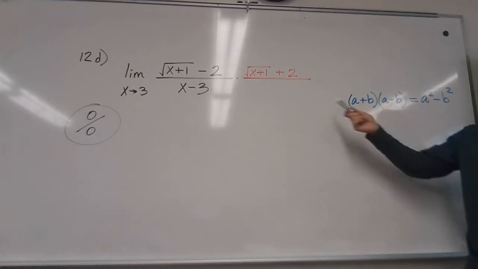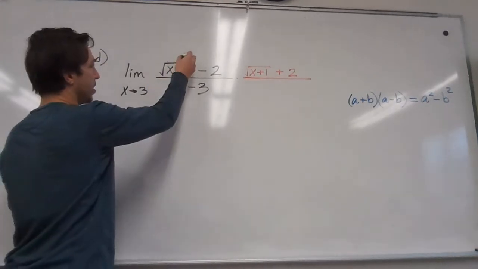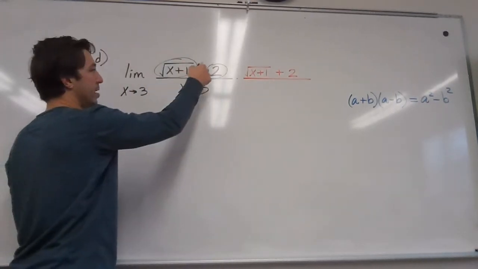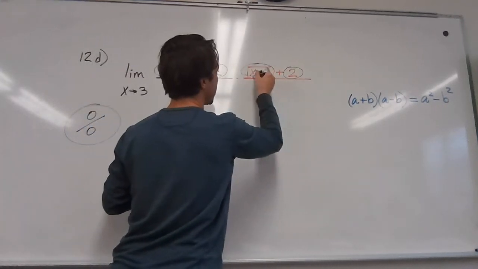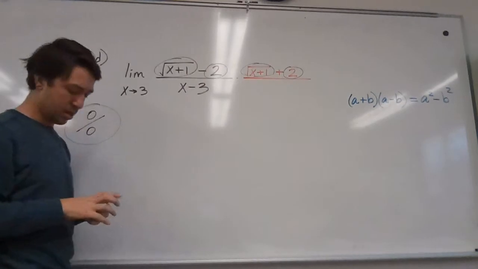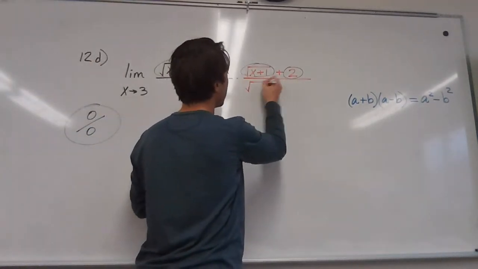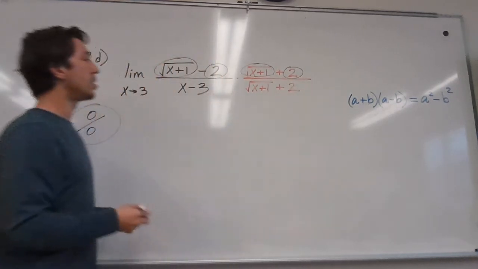So you can see that's kind of a tricky thing to make good sense of, right? Just to recap, you've got to think of this as your a, this as your b. So a minus b times a plus b. That's the idea. All right. So what's the bottom of my fraction got to be? Square root of x plus 1 plus 2. Very good.